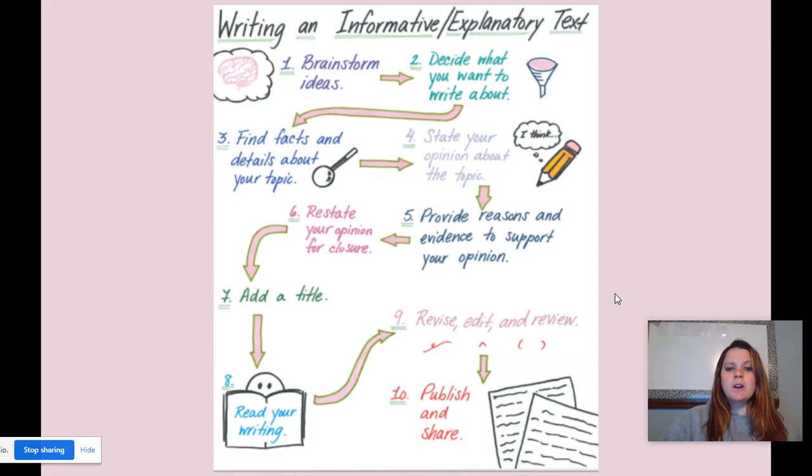So today we're going to work on steps 8 and 9 again because we're going to be publishing and sharing those stories very soon, and it's important to continue to reread and revise our work to make sure it is the best it can be.